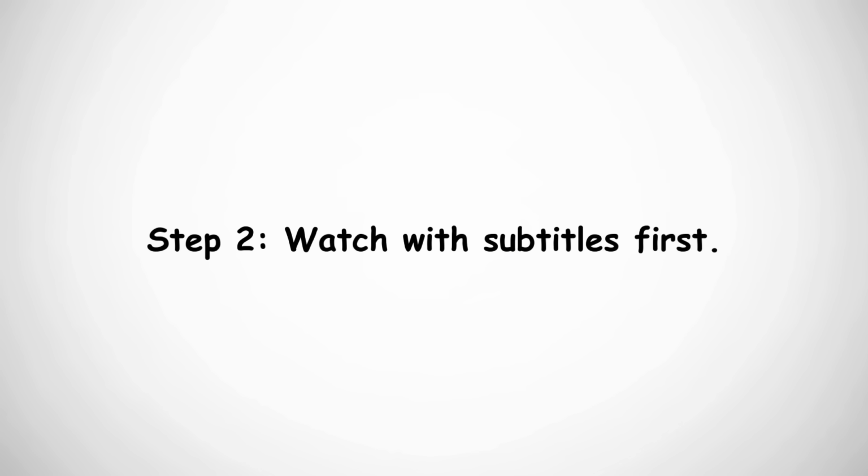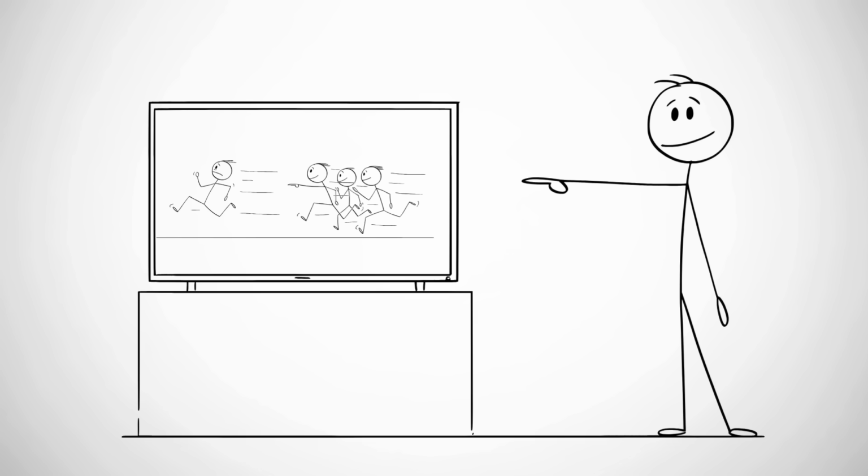Step 2. Watch with subtitles first. Turn on English subtitles. This means you can read the words while you listen. If you don't understand something, pause the video. Listen again. Read again. Repeat as many times as you want. This helps your ears and eyes work together.